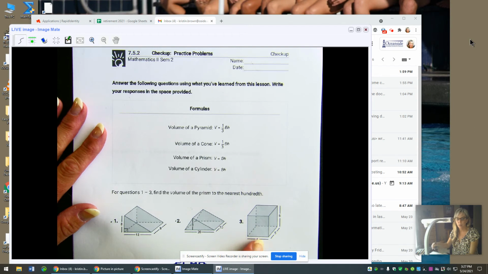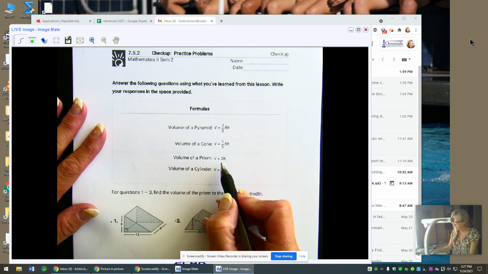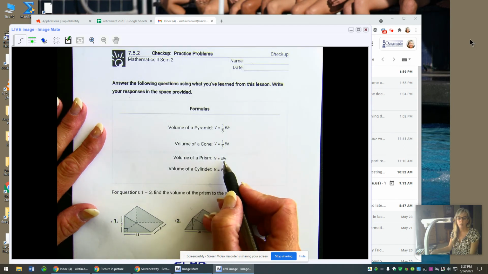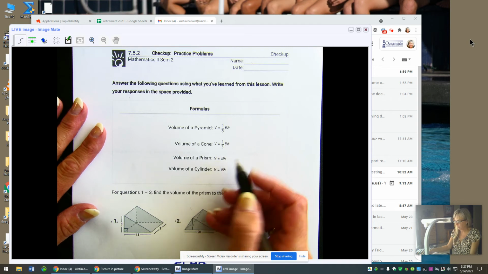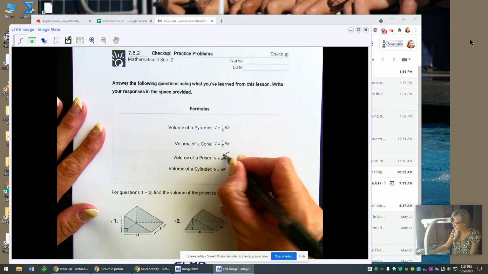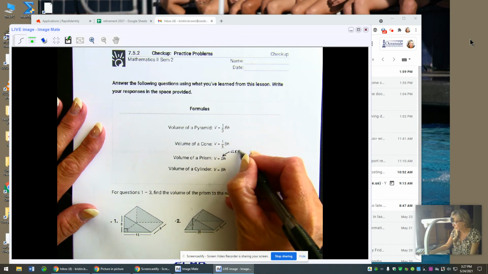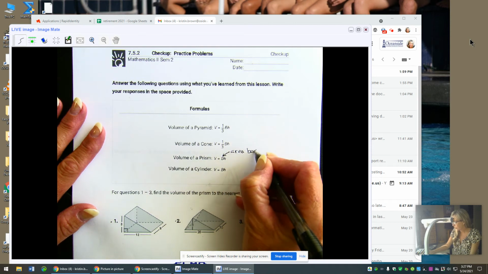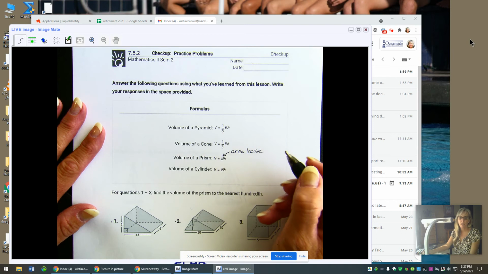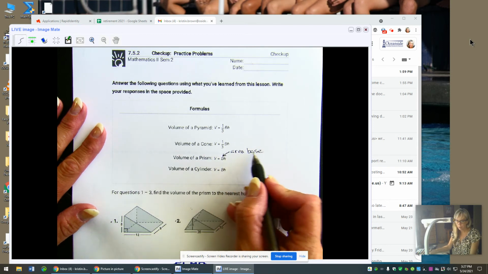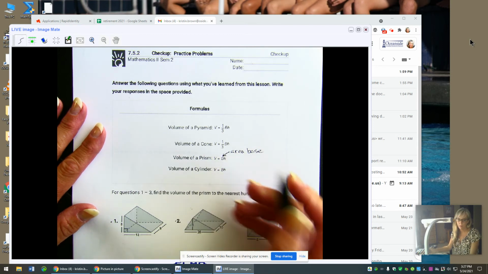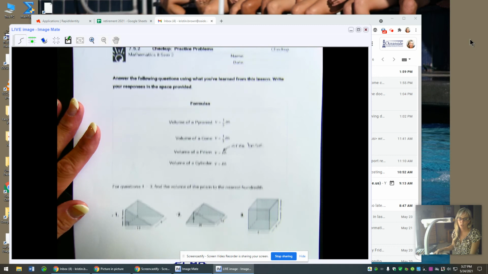It doesn't matter whatever the prism is, the formula says volume equals, notice it has a capital B, times the height. What I really wish they would have written is the base area, because that's really what we're talking about here. So you take the area of the base and then you multiply by the height. So that's the first one we're going to do.